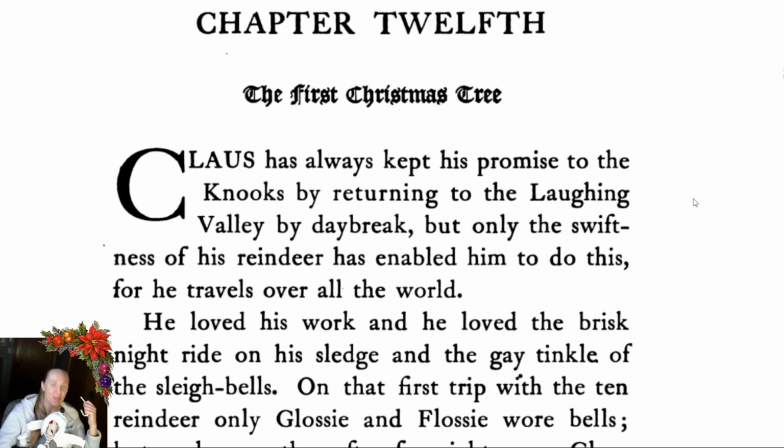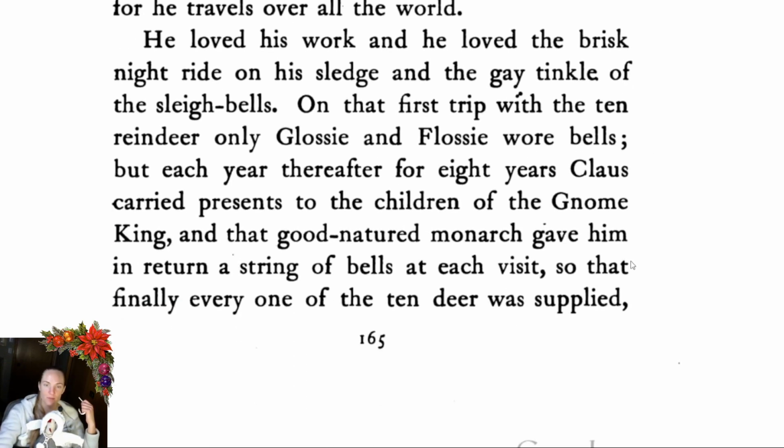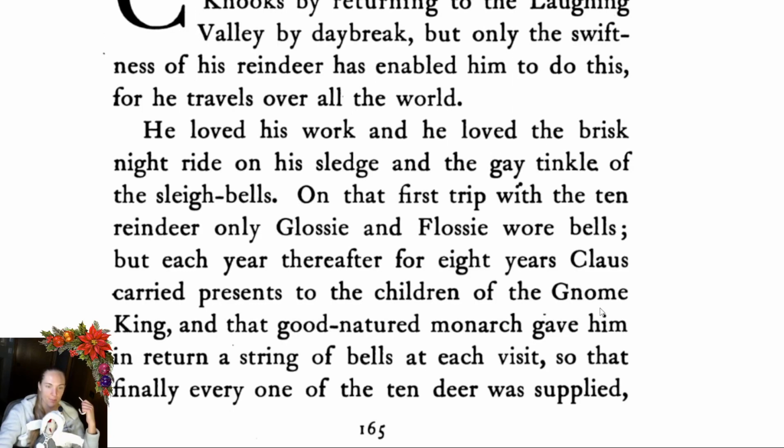The first Christmas tree. Claus has always kept his promise to the Knooks by returning to the Laughing Valley by daybreak, but only the swiftness of his reindeer has enabled him to do this, for he travels over all the world. He loved his work, and he loved the brisk night ride on his sledge and the gay tinkle of the sleigh bells. On that first trip with the 10 reindeer, only Glossy and Flossie wore bells. But each year thereafter, for 8 years, Claus carried presents to the children of the Gnome King, and that good-natured monarch gave him in return a string of bells at each visit, so that finally every one of the 10 deer was supplied.